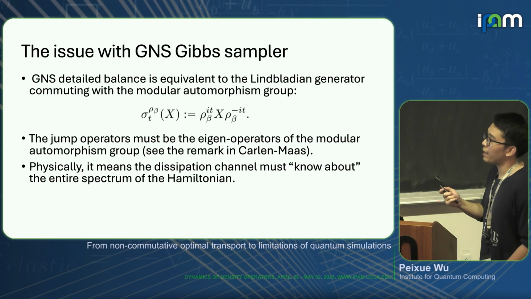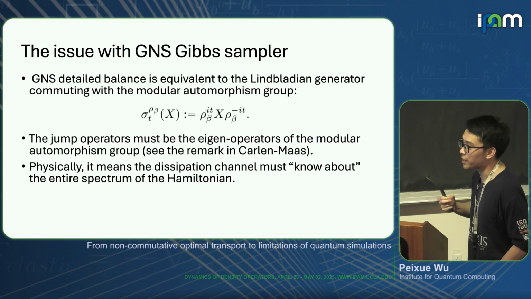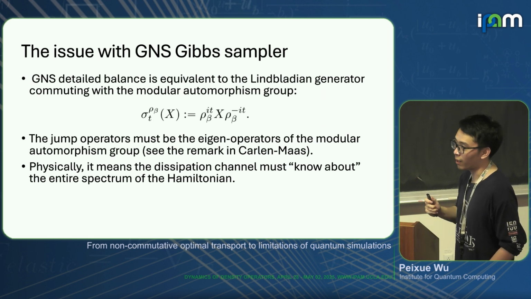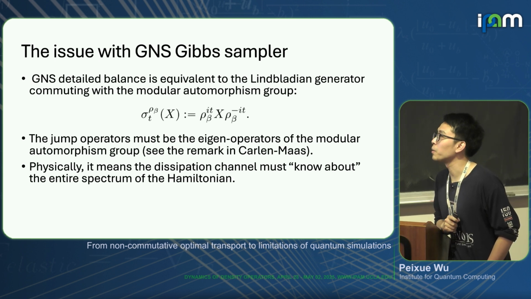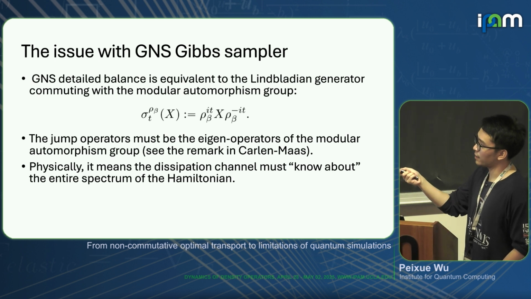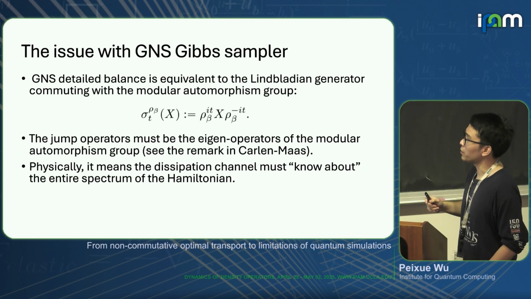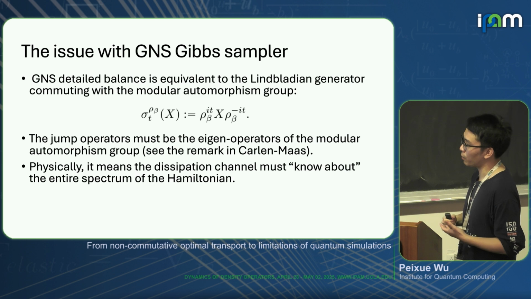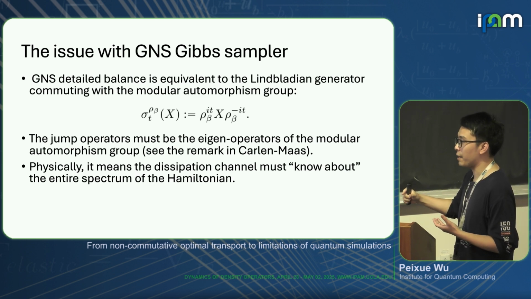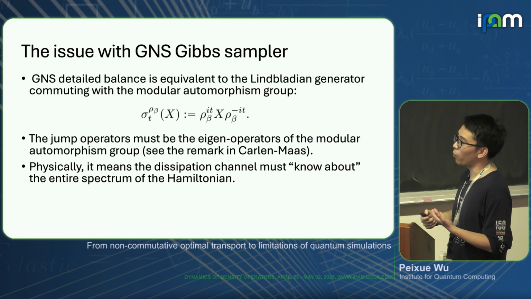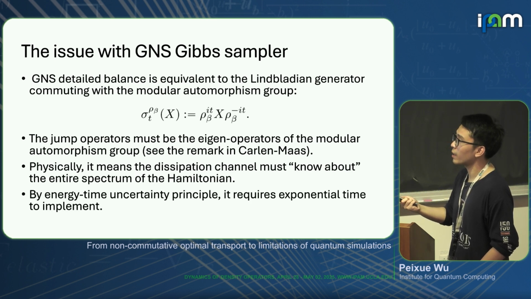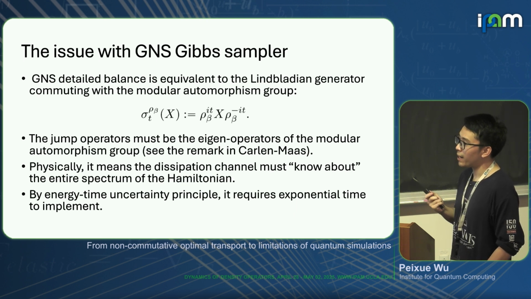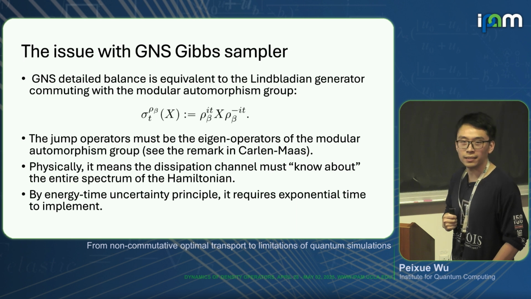Physically, if you have this strong symmetry assumption, the dissipative part, or the jump part, must know about the entire spectrum of the Hamiltonian. This is the physical meaning. Because you evolve with t, after you apply this modular automorphism group, you have a phase shift, for all t, and you have to know exactly the eigenvalues of the Hamiltonian, or e to the minus beta H. This is a physical argument. By the energy-time uncertainty principle, it requires exponential time to implement such a GNS Gibbs sampler.